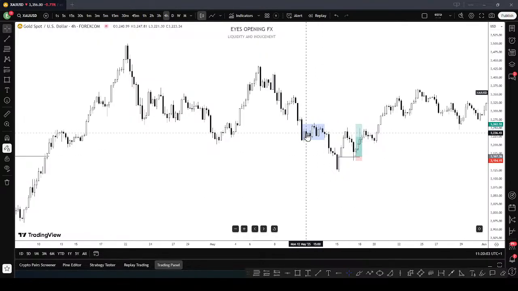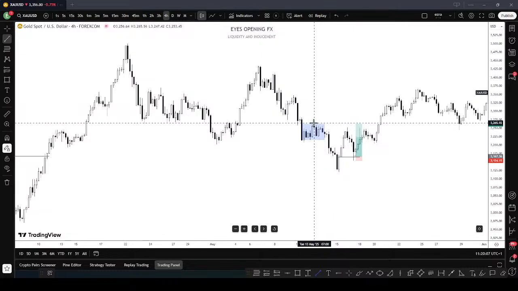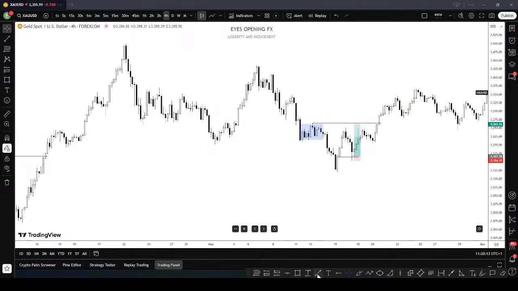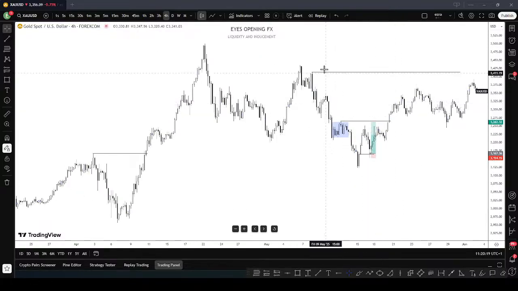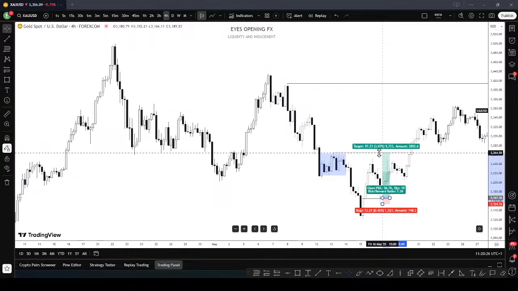Since the market has been accumulating around this level for a while, what you do here is target this high. This will be your first target. After this, there will be another target. So you have the first and second targets.